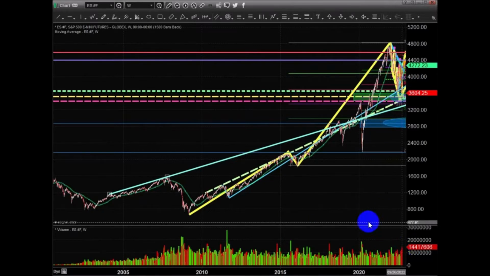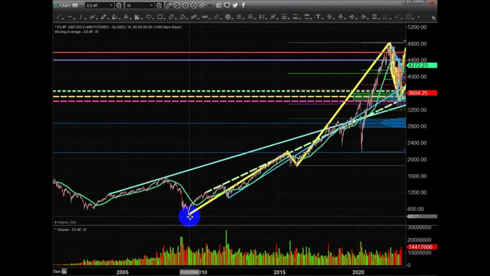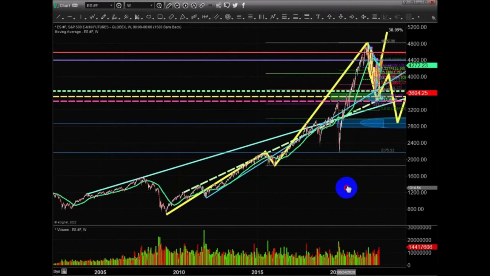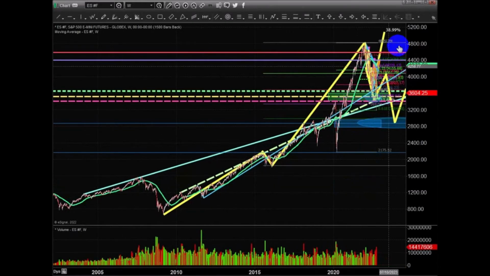And I want to just highlight my primary count in yellow from these lows, the 2009 lows. Get back over here and show you that I'm estimating this to be an A, B, C formation up to here, attempting to find a D formation here, and then potentially rally upward into a new wave 5.